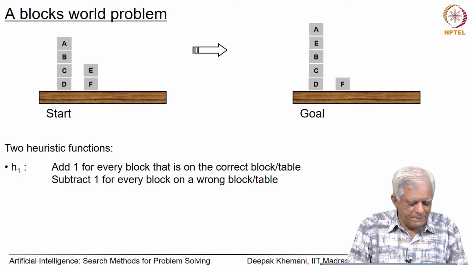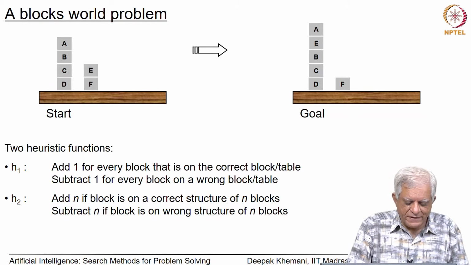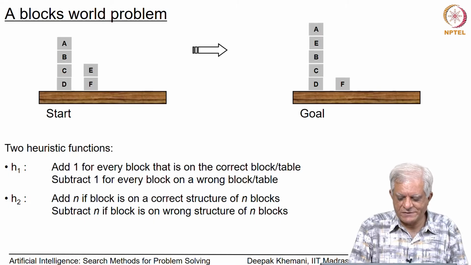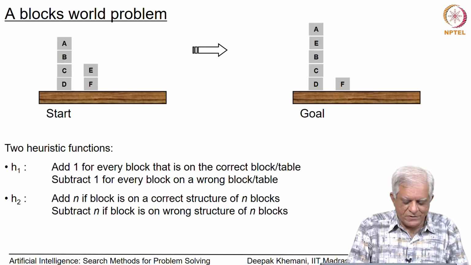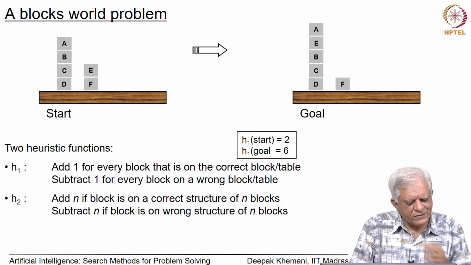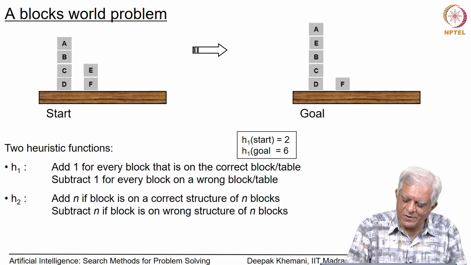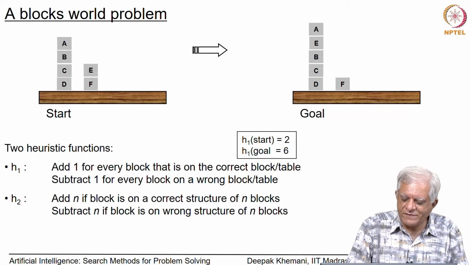So, the other heuristic function is that you add n if a block is on a correct structure of n blocks essentially. So, let us look at the first one first. In the first heuristic function, we are just simply trying to see whether everything is on a correct block, and as you can see there are 6 blocks, and in the goal state everything is in the correct position. So, your heuristic value is 6 essentially.